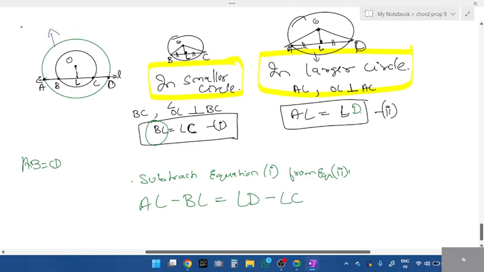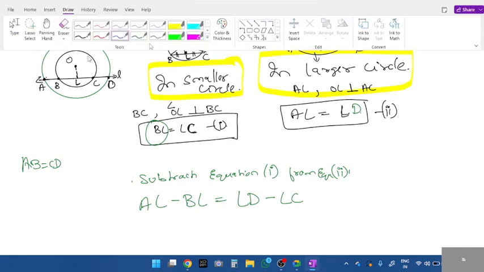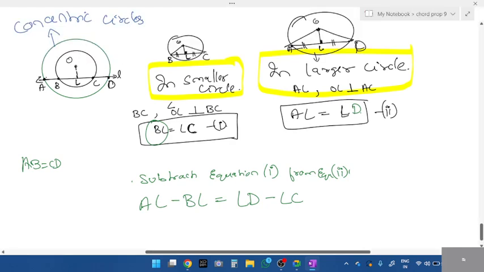So this concept is concentric circle, students. Chord in a concentric circle property. Remember, a concentric circle will have two circles and one common center. The simple concept, just write these two equations. That's it. And you'll have to split it into two circles, two equations, and subtract equation 1 from equation 2.